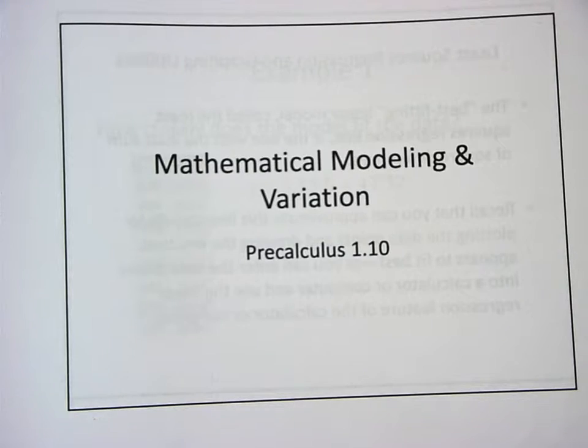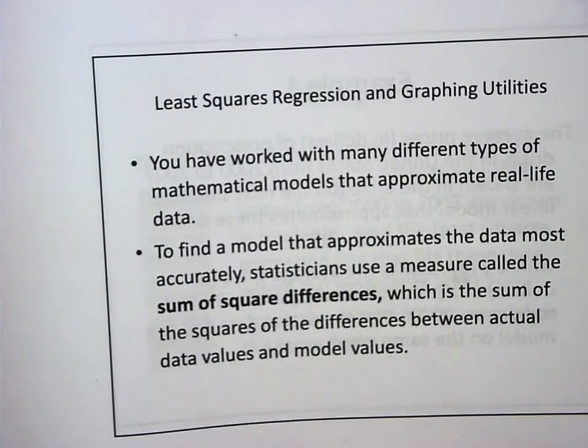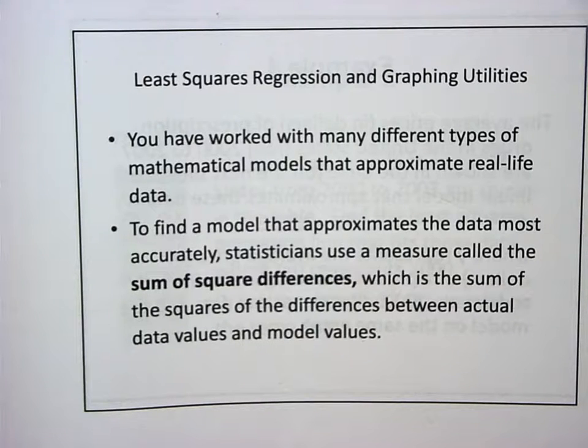One of the main ways we're going to deal with this is using least squares regression, so you're going to need your graphing calculator. Go ahead and take that out. We're going to have different types of mathematical models that approximate real life. To find the model that approximates the data most accurately, statisticians use a measure called the sum of the square differences. You look at your model, your equation, and how far off every data point is from it. Square those values and add them together, and that gives you a reference for what's going on.